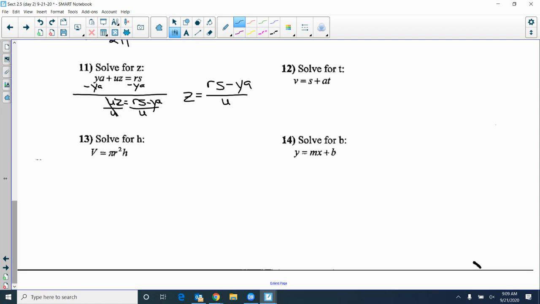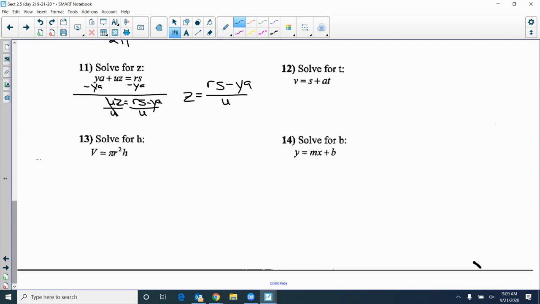V equals pi r squared h. Was that the formula for a cylinder? Volume of a cylinder. All right, so what do you think, Josh? I'm going to solve for the h. We're going to subtract. Do we see any addition symbols? I do not. Okay, so we're not going to subtract.